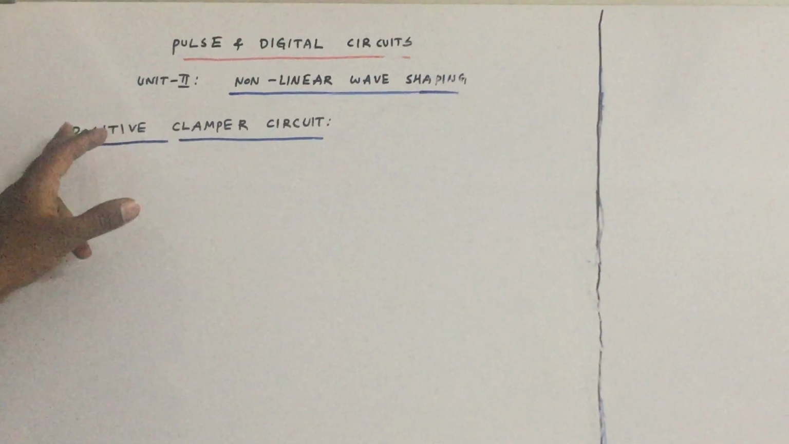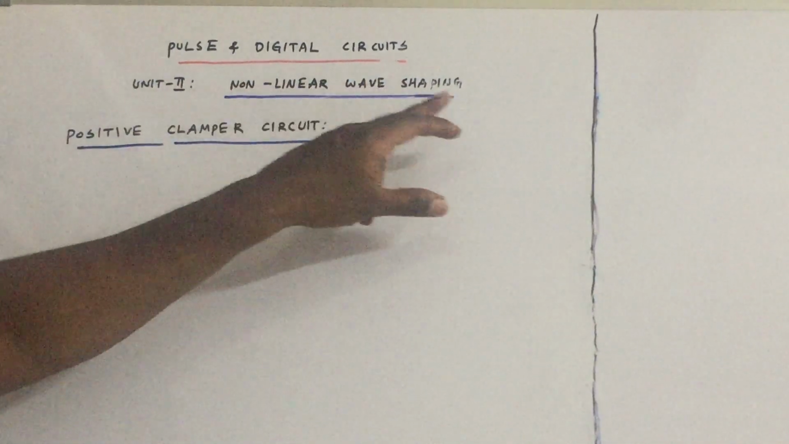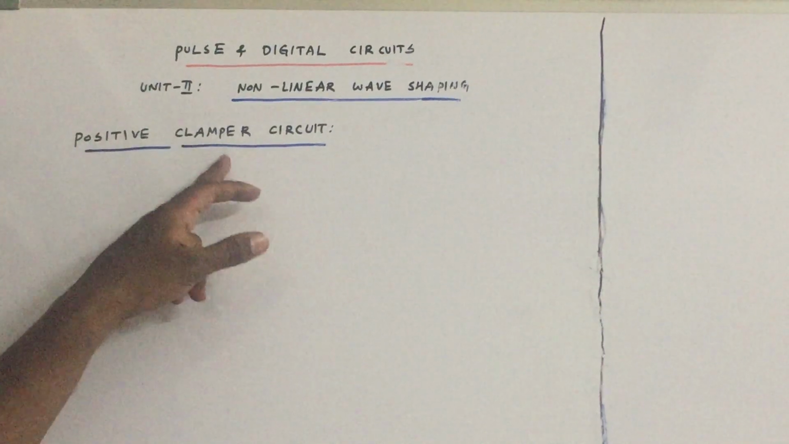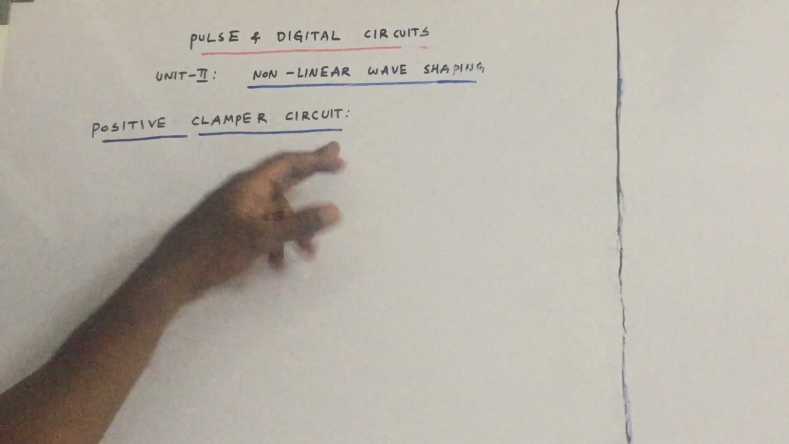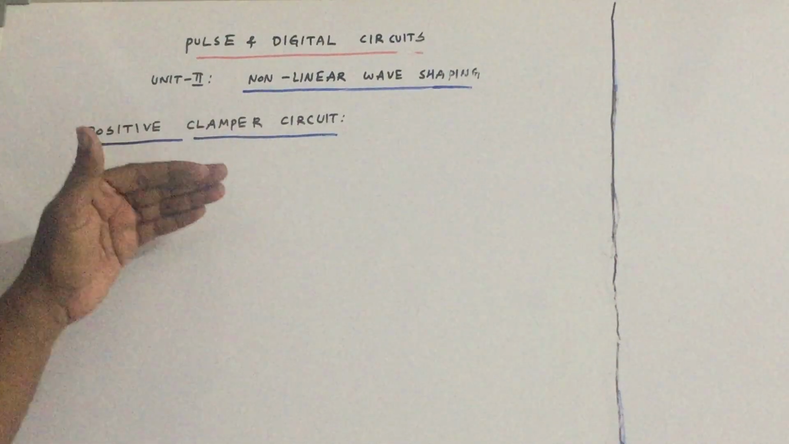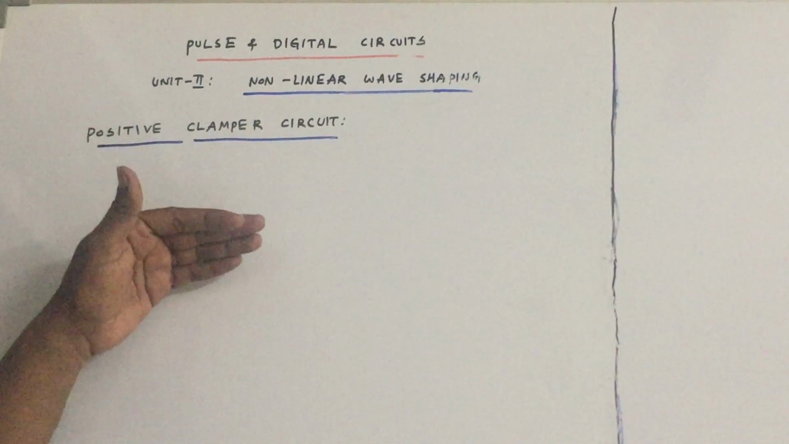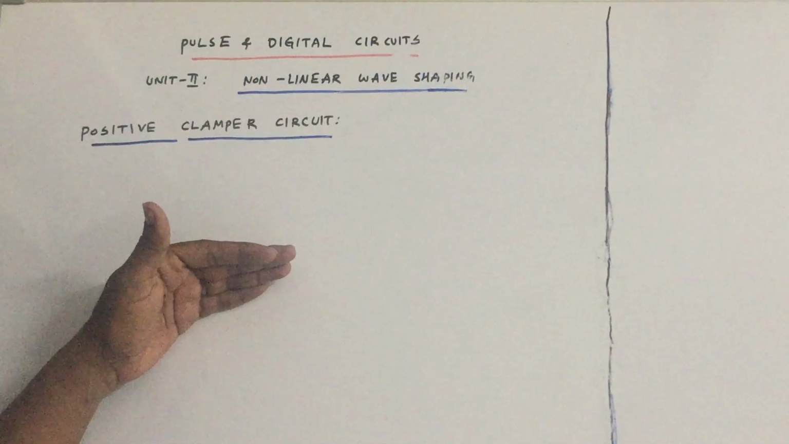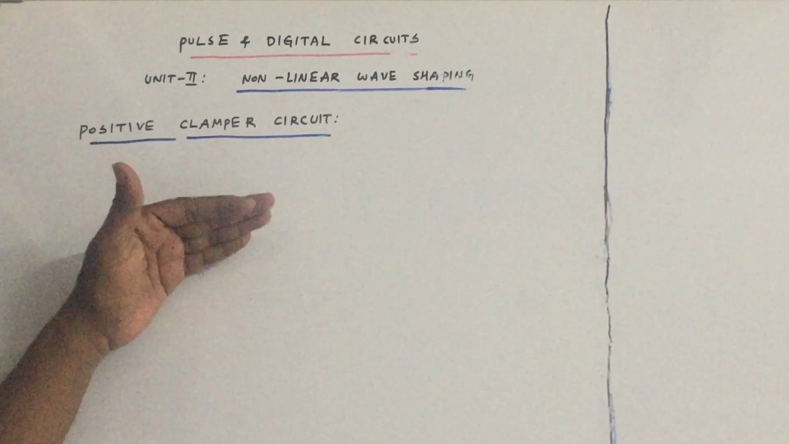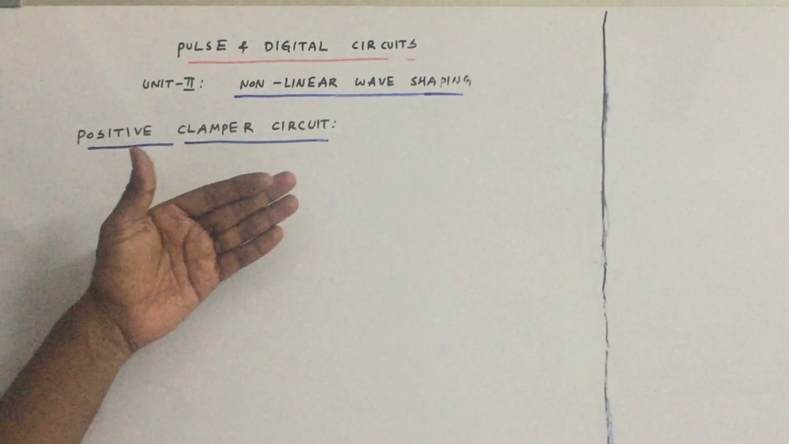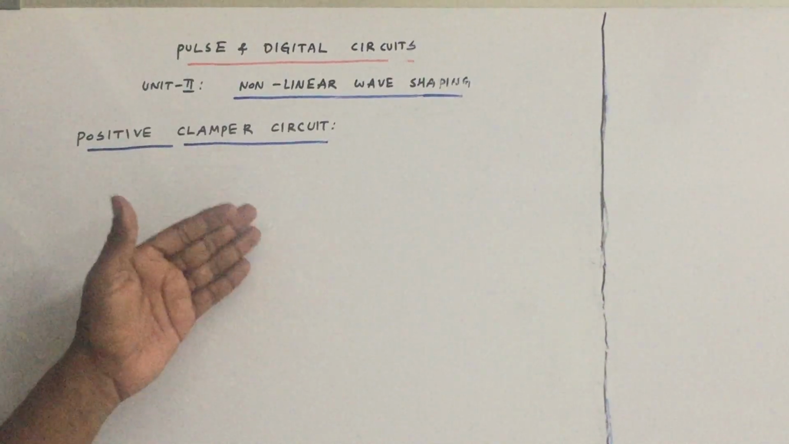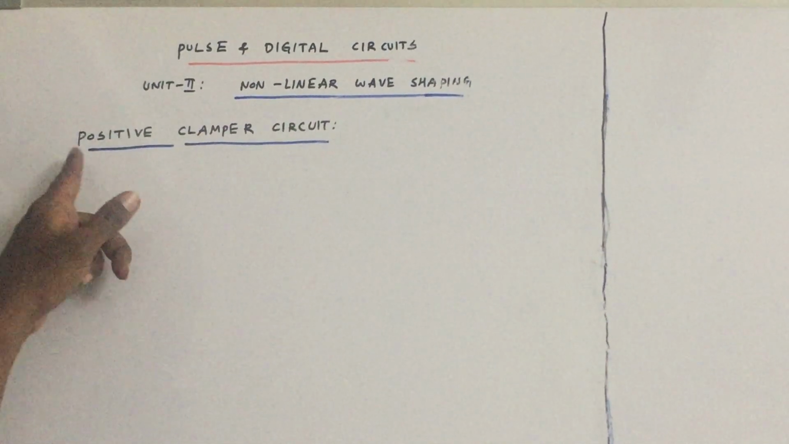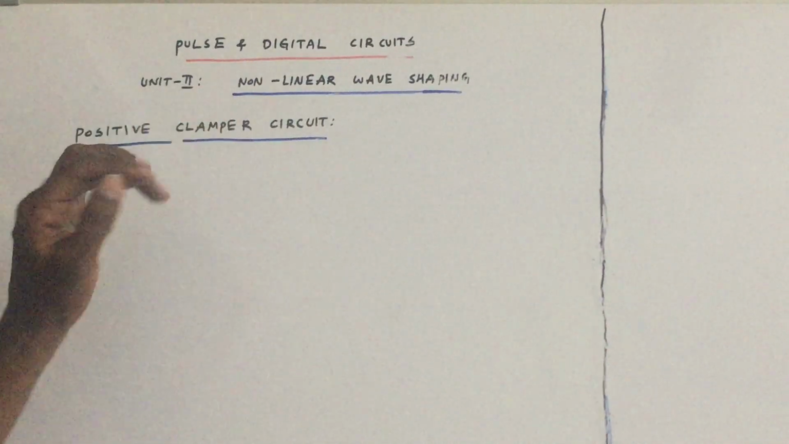So let us discuss the next article of Unit 2, non-linear wave shaping, positive clamper circuit. In the previous session we have discussed the negative clamper, why it is called negative clamper, and the waveform of negative clamper. We also discussed the modified clamper circuit, why we introduce resistor R across the diode into the circuit. So let us see this positive clamper circuit.